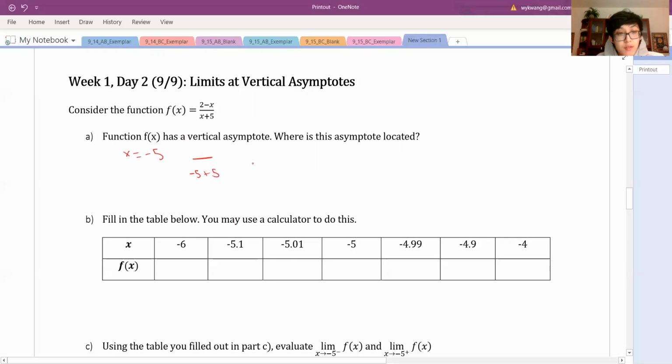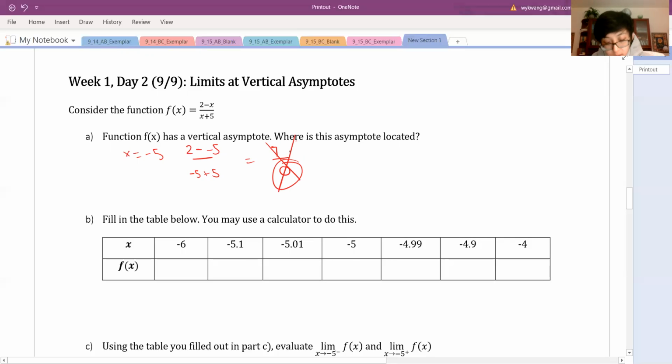-5 plus 5 is equal to 0, right? So I'll just plug this in: 2 minus -5. So we're going to get 7 in the numerator, but it doesn't matter what the numerator is. We get a 0 in the denominator. That is very bad. That means we have an asymptote at x equals -5.